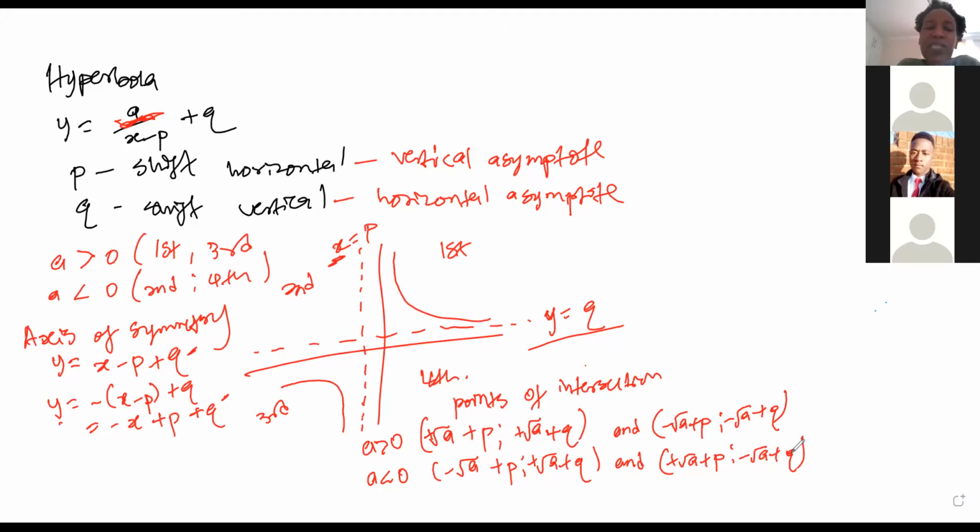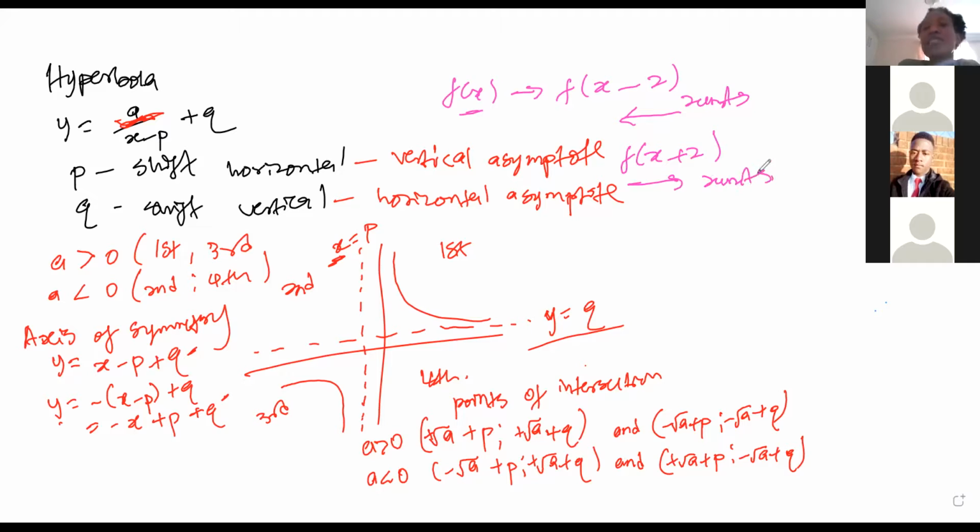But when they tell you that you were given f of x as a hyperbola, and now you are adding something to the x, for example x minus 2, what is happening to that original function? We said if it's a minus, your graph is going to shift 2 units to the left. Then if we had x plus 2, your graph will shift 2 units to the right.